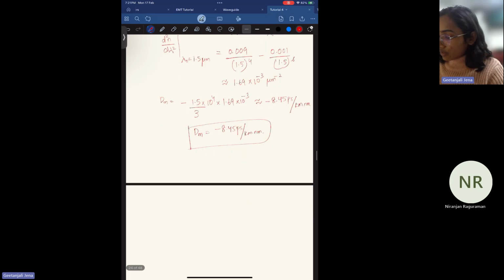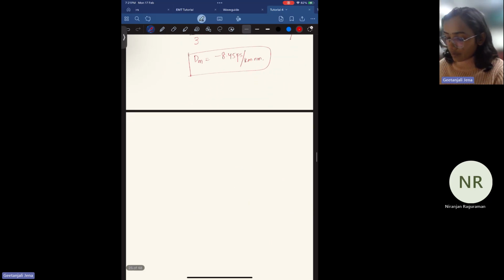Okay, so let us see. We have T0 is 2 picosecond. And if you recall, what is the group velocity dispersion coefficient? The group velocity dispersion coefficient is given by beta 2, right? Beta 2 is the group velocity dispersion coefficient.